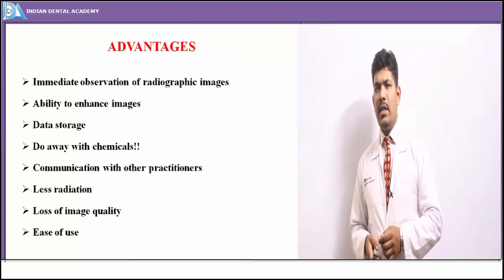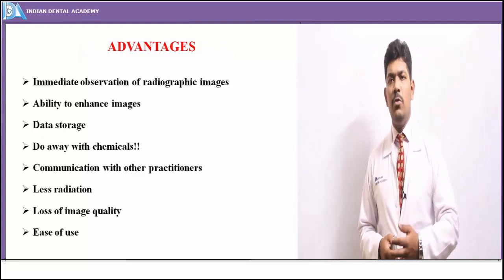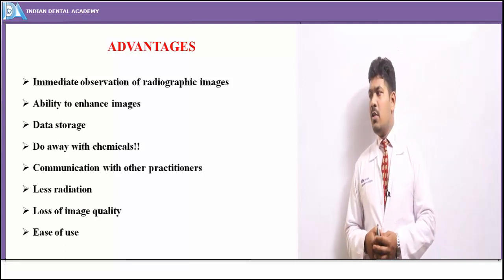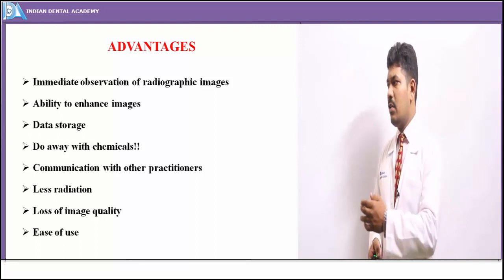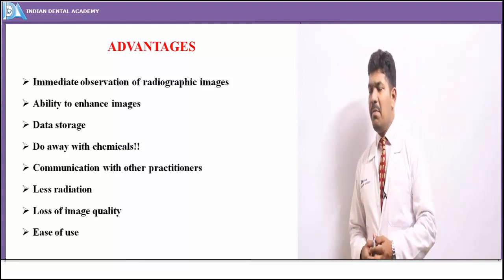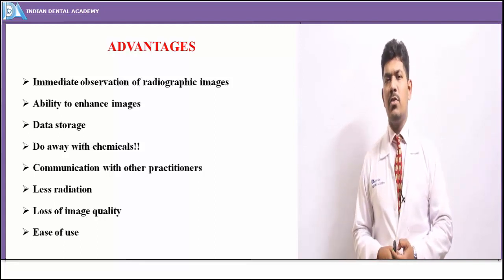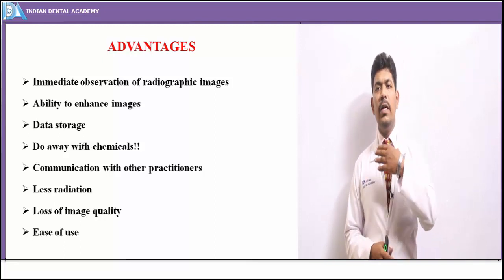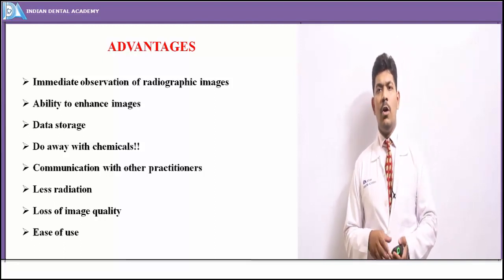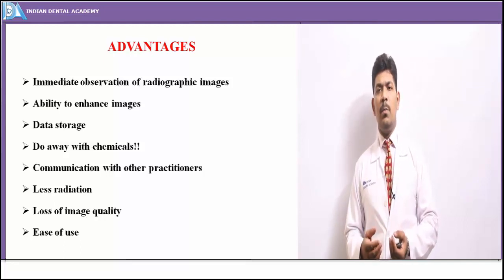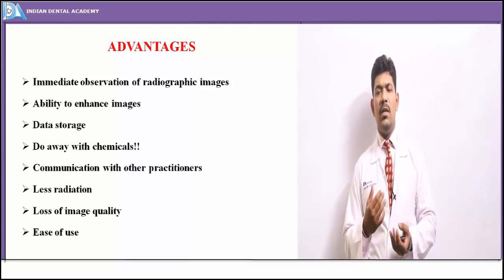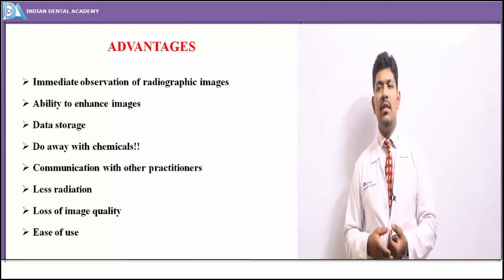So what are the advantages of digital imaging? Why do we have to use digital imaging? So I've already listed a few of the advantages of using this. Now we can just go through. Immediate observation of radiographic images. Obviously, since we are doing away with the chemical processing of developing or fixing the radiographs, it is an immediate production of the image. As soon as the image is taken, we can easily see the digital image on the screen or your monitor.